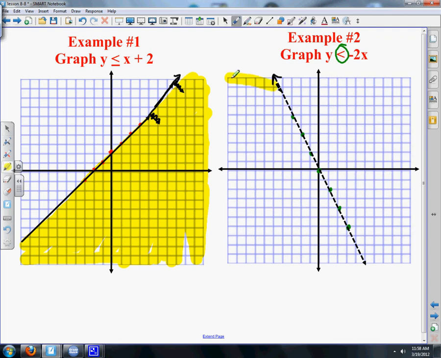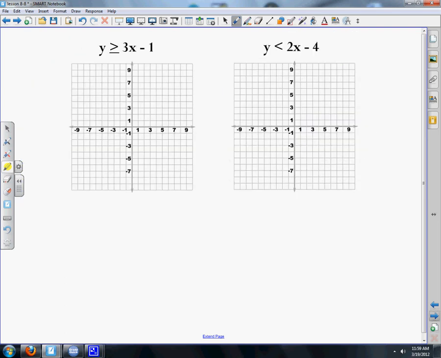Here we go. And we shade below the line. So anything below this line will be a solution. Nothing on the line can be a solution because it is dashed, so it cannot be any point on the line, so any point below the line. Okay, I have a couple examples for you to try on your own.